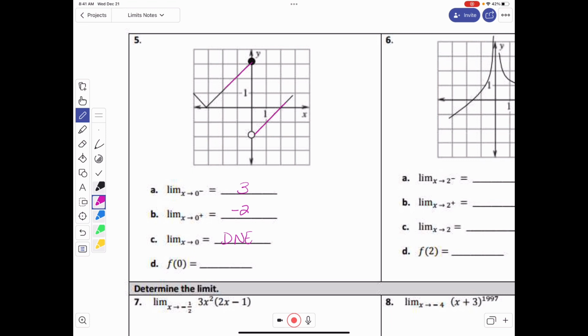And if f of x, if x is 0, we have to say that that is 3 because we're looking at that open circle.